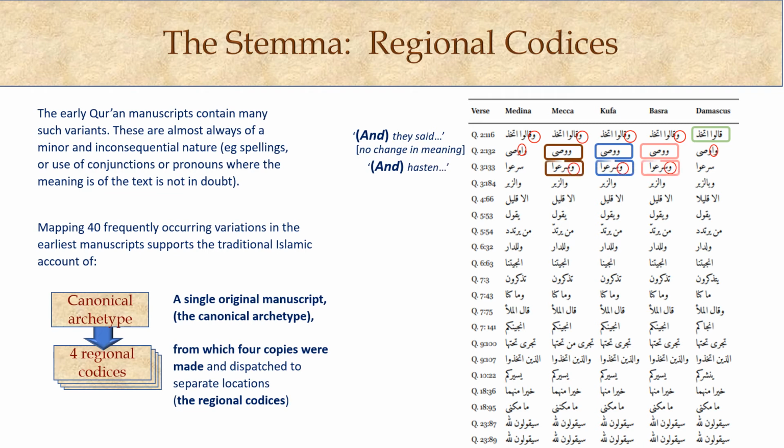Surah 3, verse 133, rather similarly to the first example, you see that the Meccan, the Kufan and the Basran all have that little letter wa, meaning and in the sentence and hasten, which is absent from the Medinan and the Damascus tradition.